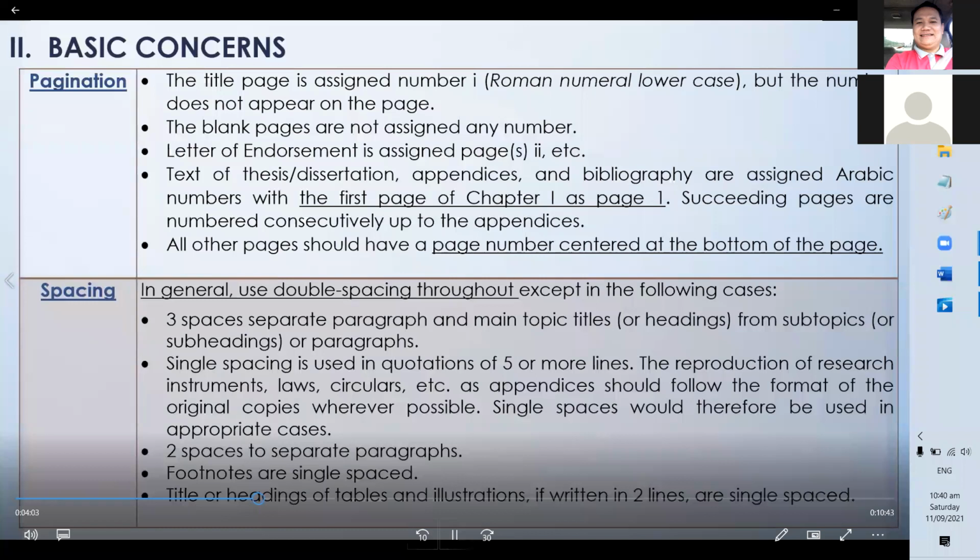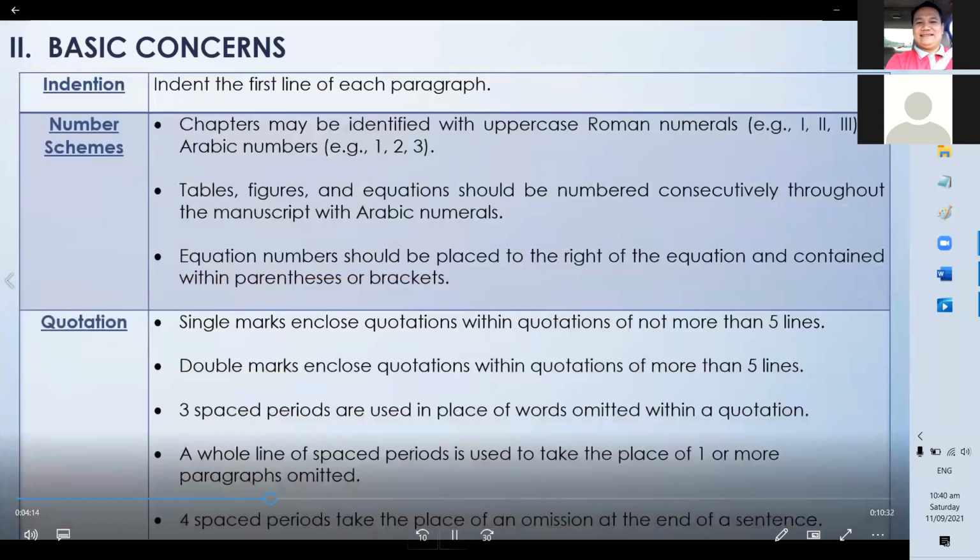2 spaces to separate paragraphs. Footnotes are single-spaced. Titles or headings of tables and illustrations, if written in 2 lines, are single-spaced. For the indentation, always indent the first line of each paragraph.